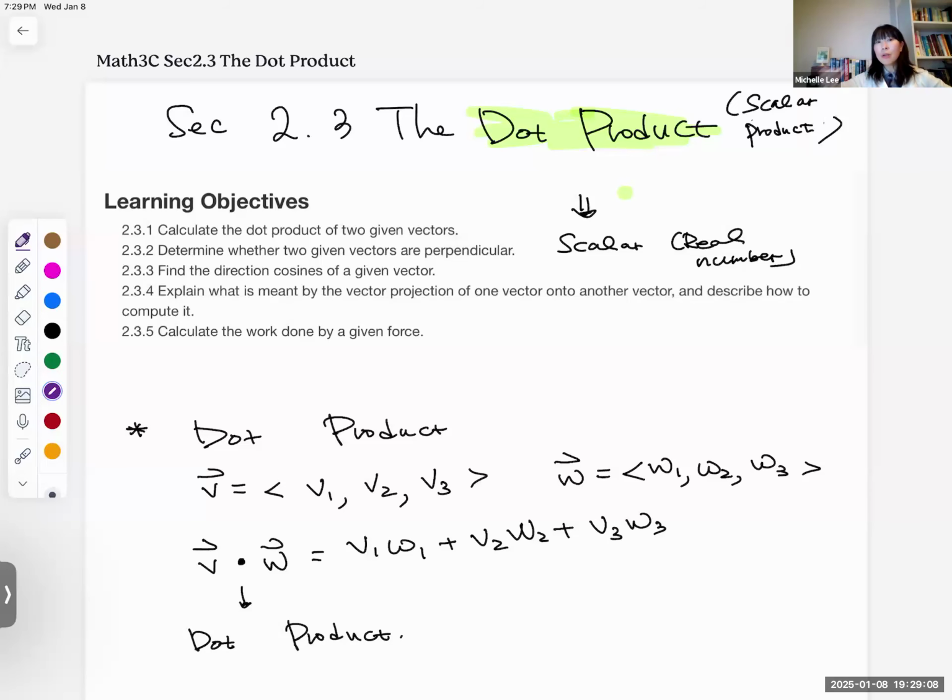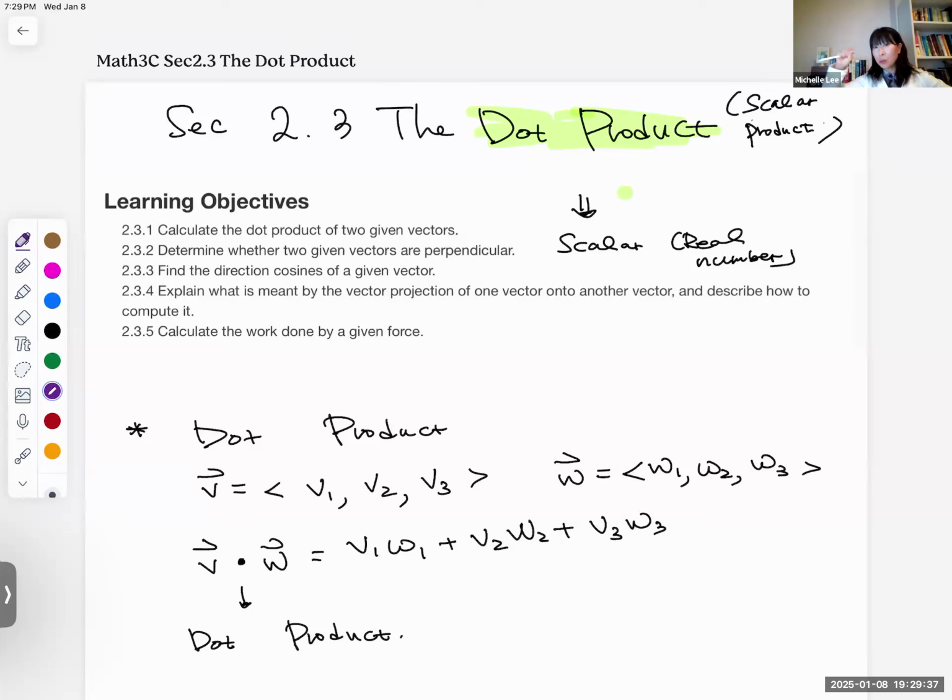Hello. Today we learn 2.3, the dot product. So we learned in the vector operation, we learned the vector addition, vector subtraction, and scalar multiplication. Today we will learn about the dot product. The dot product, other books also call it the scalar product.